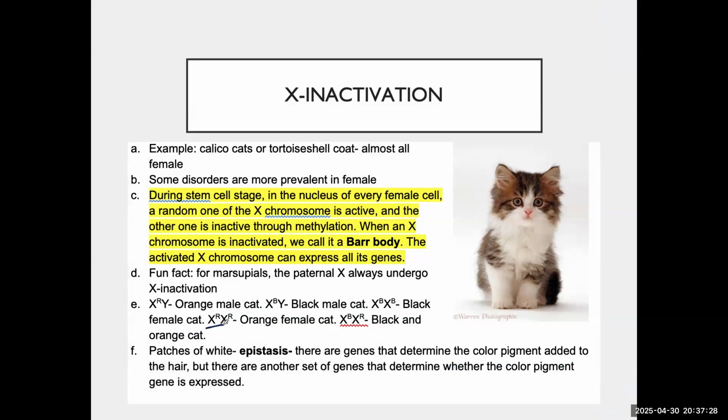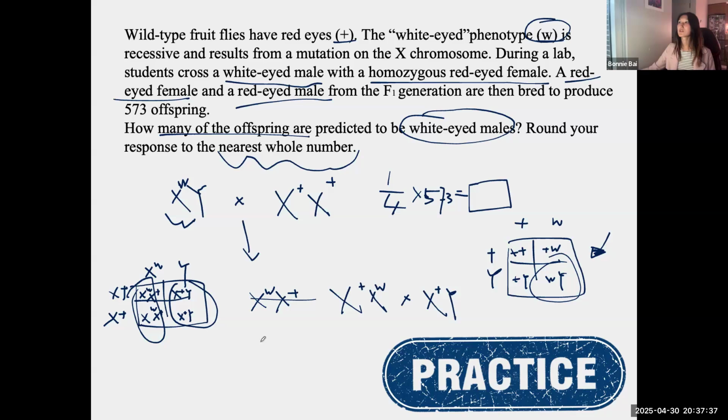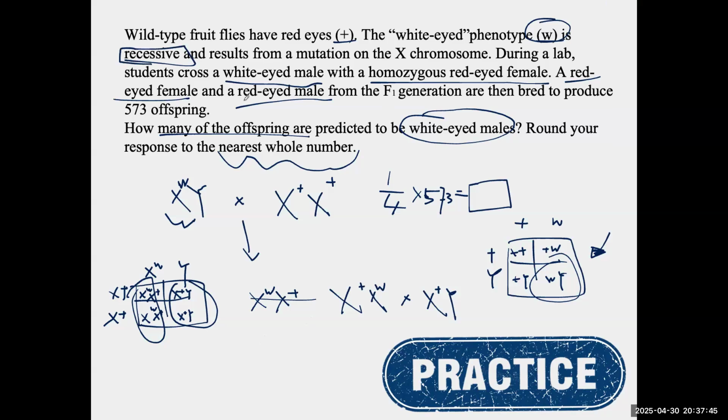Miss Bai, yeah. For the last question, we didn't need to know which one was dominant. Oh, good question. Great question, actually. Wait, oh, it tells you this one's recessive in this question. Oh, okay. Yeah. That's actually a good point.